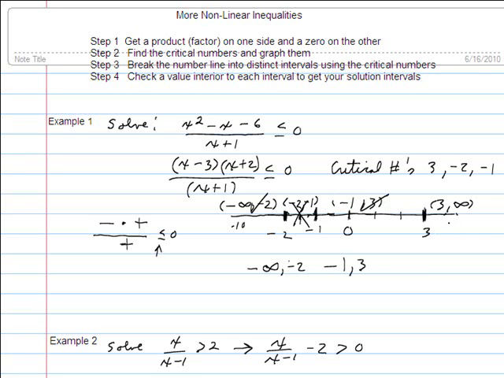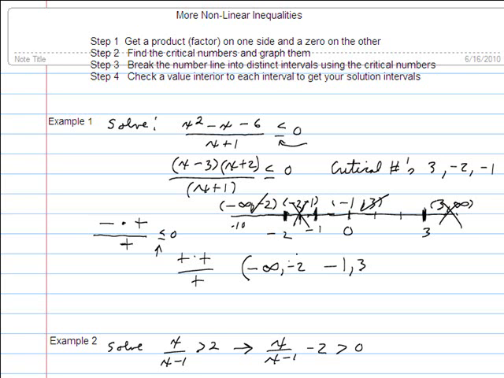Suppose I pick 100. Then the first number is positive, the second number is positive, and the third number is positive, and the whole thing's positive, so that's not a solution interval. Now the only thing left to check are the endpoints. I know that the endpoint on the negative infinity is round because negative infinity isn't a number. Let's check the negative 2. In our problem, this quotient is allowed to be 0. This says it's less than 0 or it's equal to 0.